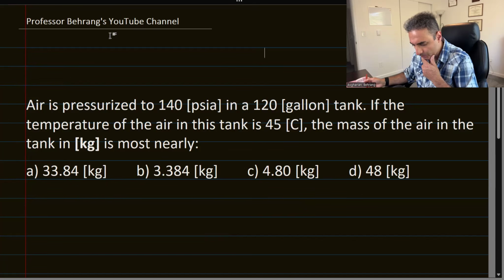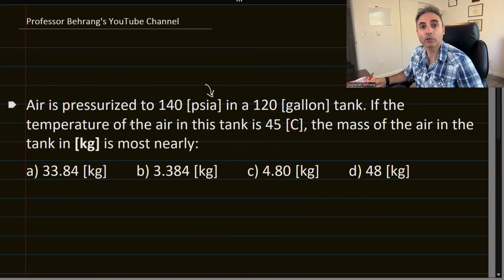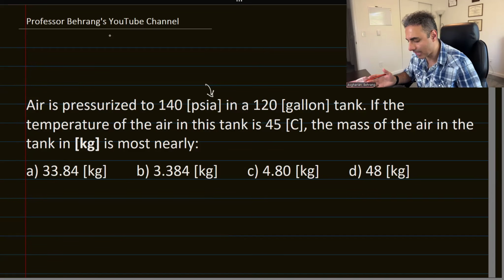We have air pressurized in a tank. The pressure is 140 psi absolute. Notice that it says PSI absolute, PSIA. So that's good. It's not a gauge pressure, so I don't need to worry about it. If it were a gauge pressure, I would need to know the ambient pressure so I can calculate the actual absolute pressure and put it in the ideal gas law.